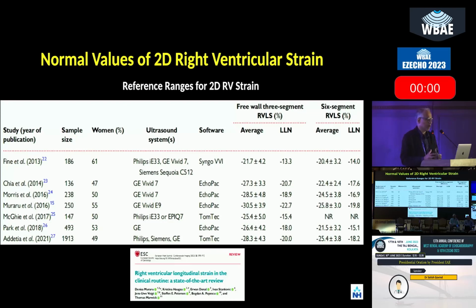That's really a mouthful, and it's just an example of what I'm trying to convey to you, that there is no broad agreement on terminologies. Again, 6-segment RV longitudinal strain. So this is an issue there.